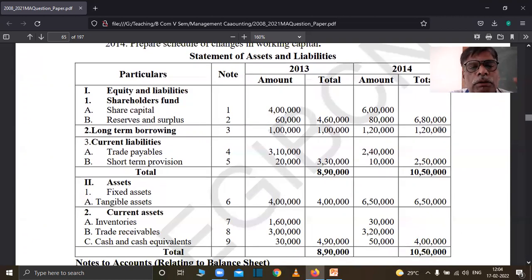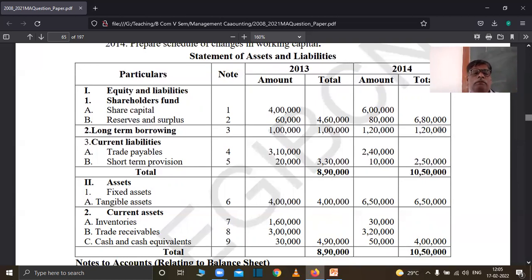From this balance sheet, you don't consider the shareholders fund, you don't see the long-term borrowings, and you see the current liabilities. In the current liability, there are two: one is trade payable, another is short-term provision. These two items are connected with current liability. And regarding assets, fixed asset and tangible assets are not relating to our calculation, and we require current asset. In the current asset, there are three items: inventory, trade receivable, then cash and cash equivalent.